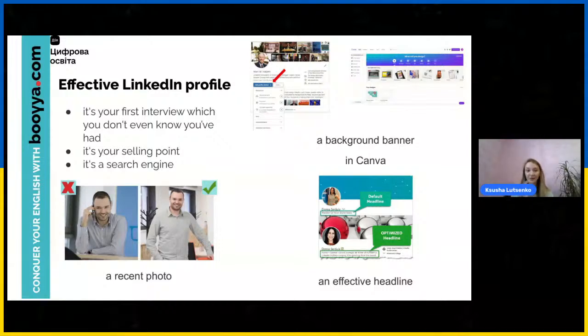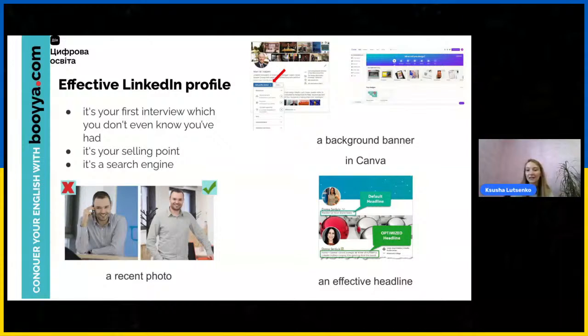At the same time, effective LinkedIn profile is your selling point. So it sells you before company gives you an offer. So they already know that you're a great expert. They already know how many people you know from that particular field. They already know how many customers enjoyed your service or worked with you. So basically you don't need to sell yourself during a job interview.